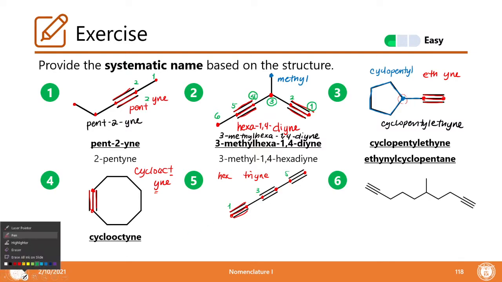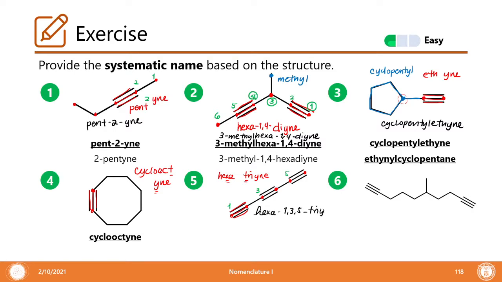Okay, so hex 1, 3, 5 triene. But since we start with a consonant, we have to end with hexa. Okay, hexa 1, 3, 5 triene. Okay, hexa 1, 3, 5 triene.